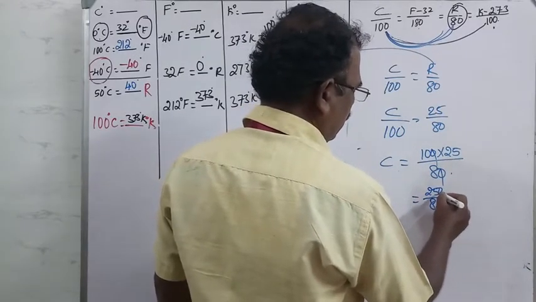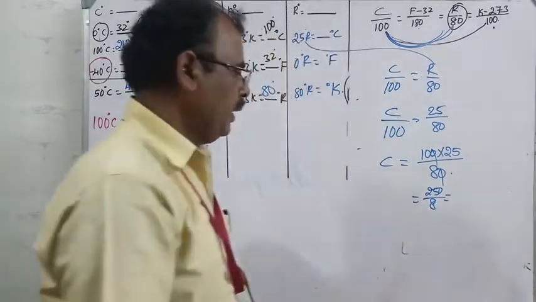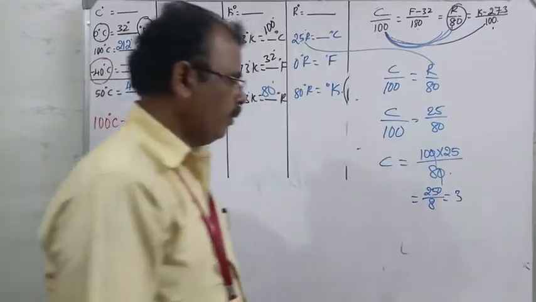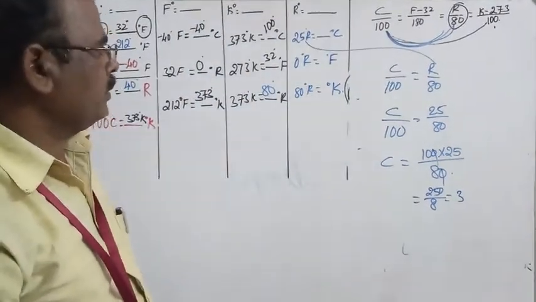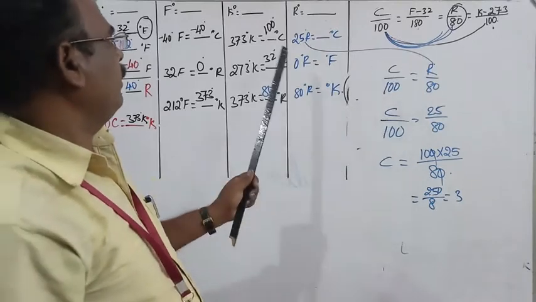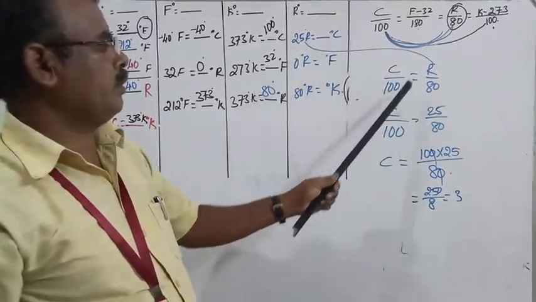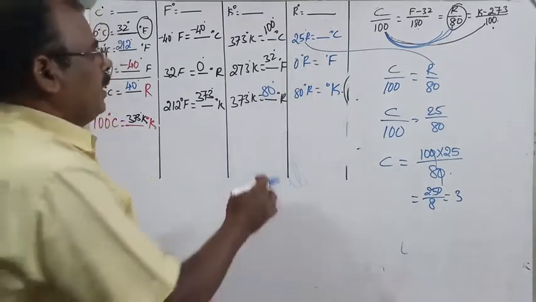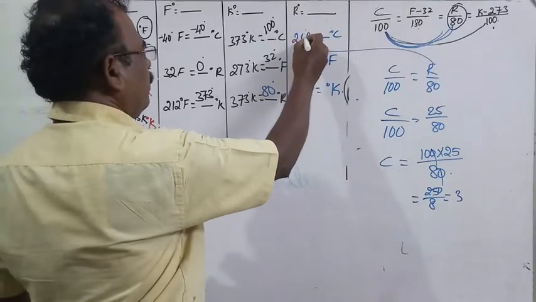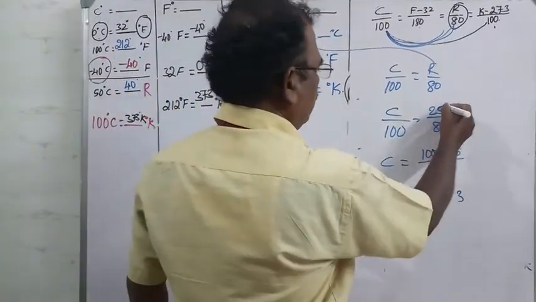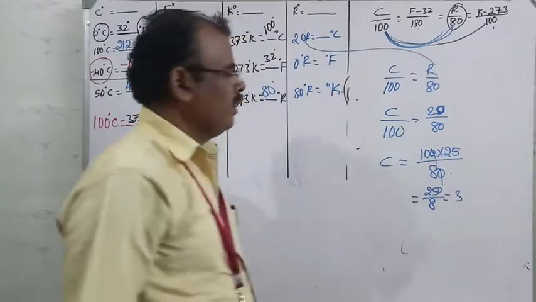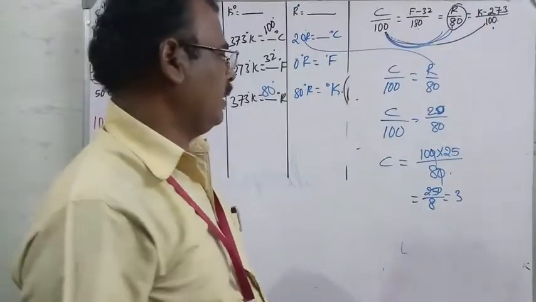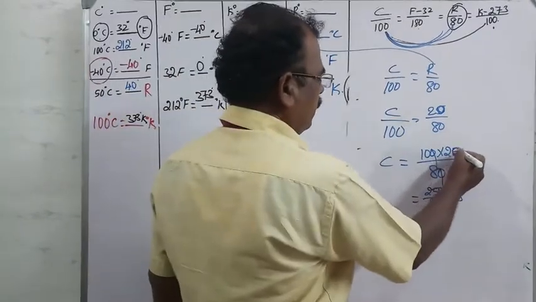8 1 ja 8, 8 2 ja 16, 8 3 ja 24. C by 100 is equal to R by 80. He has given 25 degree Reaumur, but better you can take this simple 20 degree Reaumur. It is easy for you. Whatever it may be, you can use the calculator and solve it. So that is 20.